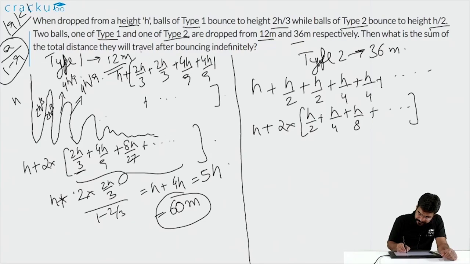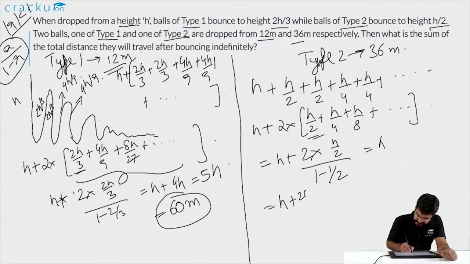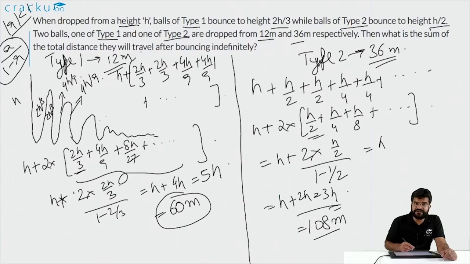so on. This will equal h plus 2 into, this is also a geometric progression where the starting term is h by 2. This is the starting term and the common ratio is half. So this is 1 minus h by 2. So this will equal h plus 2h, which is equal to 3h. Now h in this case is 36 meters. So 3h will be 108 meters. So the total distance that both the balls travel together will be 60 plus 108, which is equal to 168 meters.